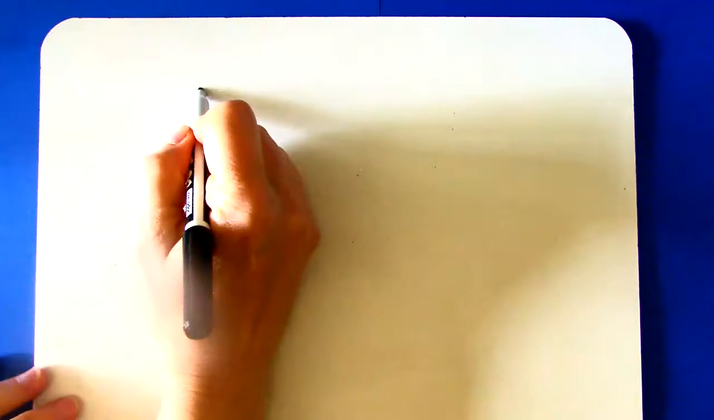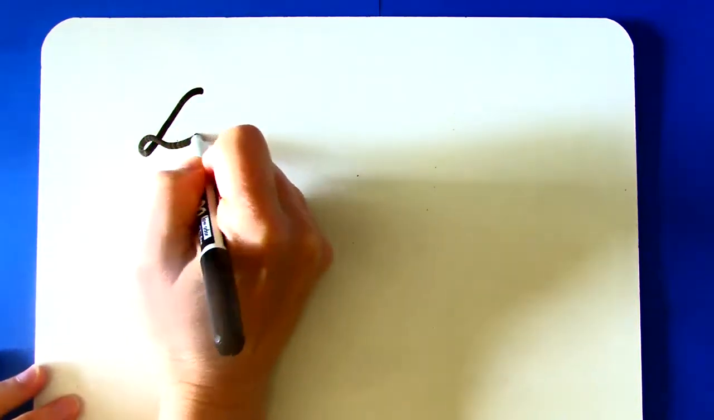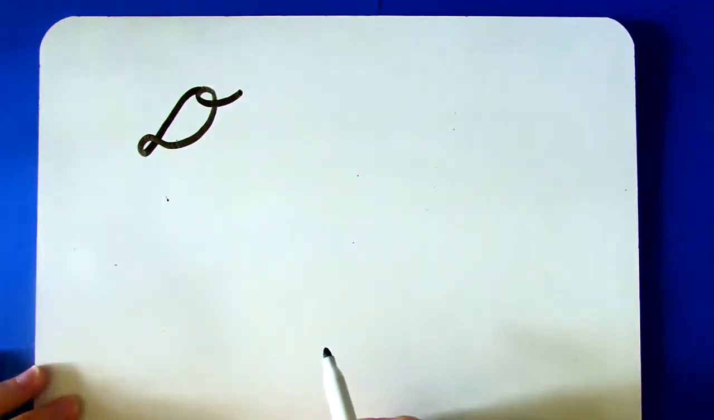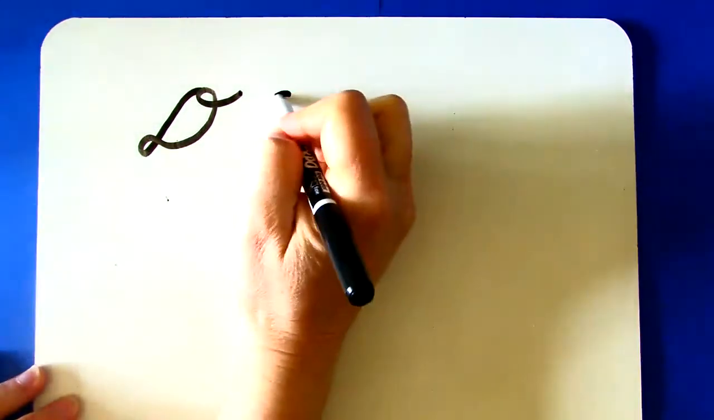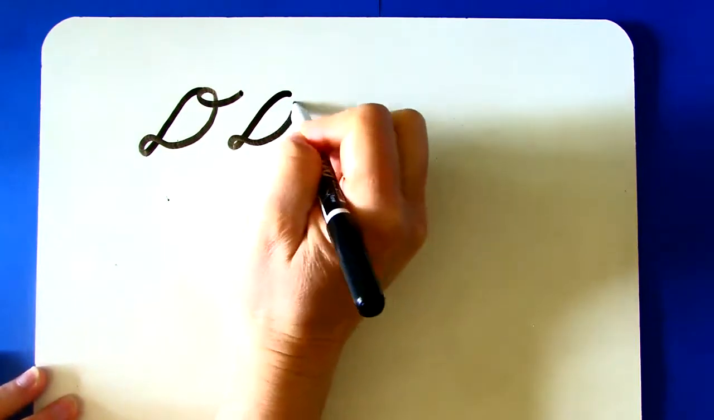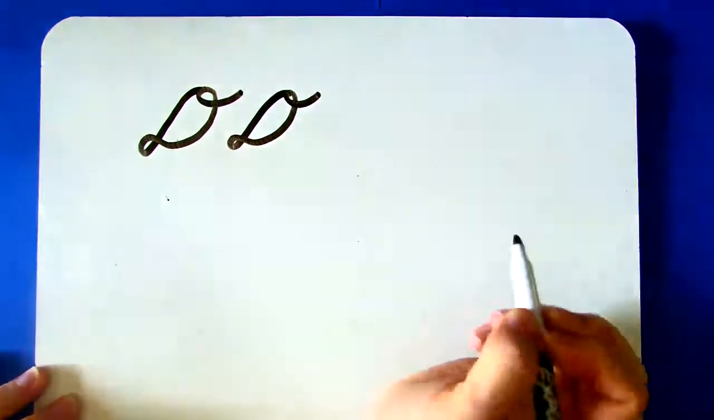Watch carefully. Down curve to the bottom line, baby loop, up and over curve, loop it on the inside, it gets a tail. That, my friends, is your capital D. Watch again. Down curve to the bottom line, baby loop, up and over curve, loop inside, and gets a hook.